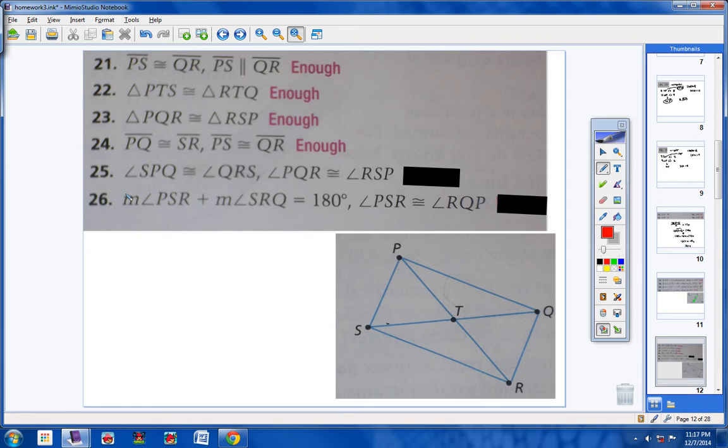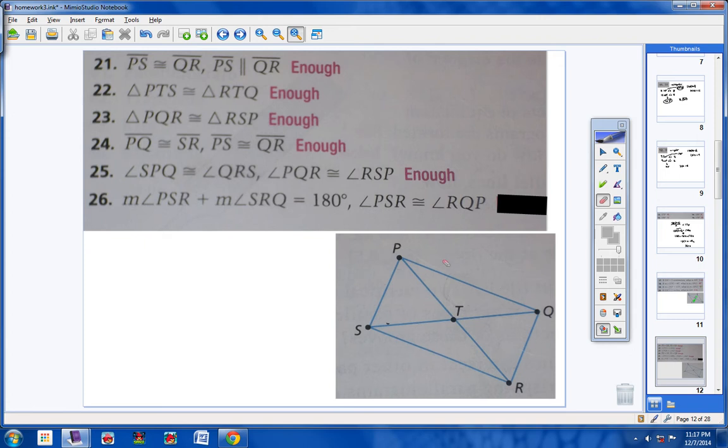Angle SPQ, this angle here, is congruent to angle QRS. Angle PQR, this angle here, is congruent to angle RSP. So yes, I definitely have a parallelogram. So we have a theorem that said this. If both sets of opposite angles are congruent, then you have a parallelogram. And look, both sets of opposite angles are congruent. So yes, I have a parallelogram.